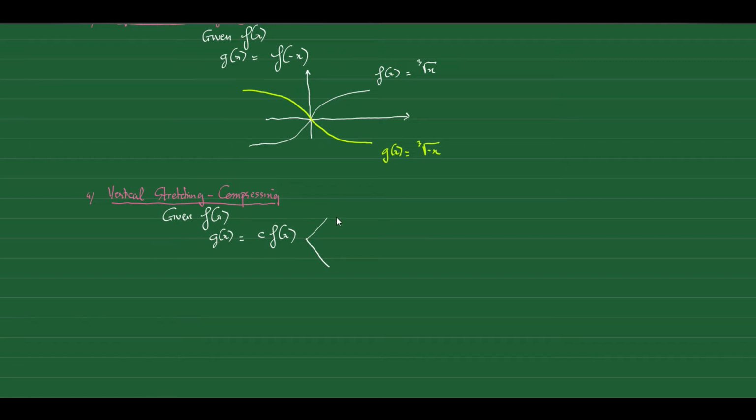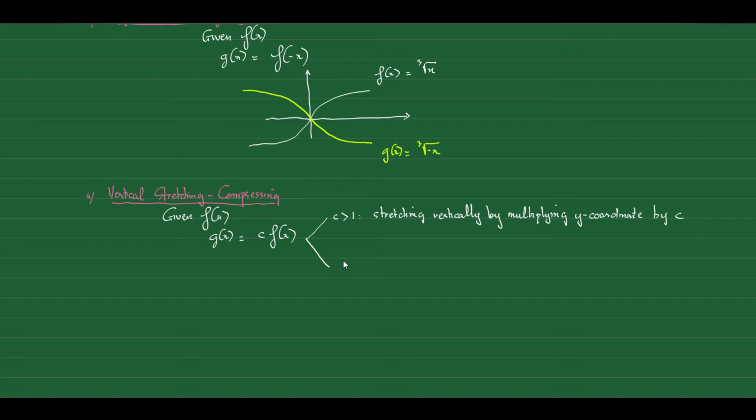If the c value is greater than 1, then we stretch the function vertically by multiplying the y coordinate by the c value, by c.